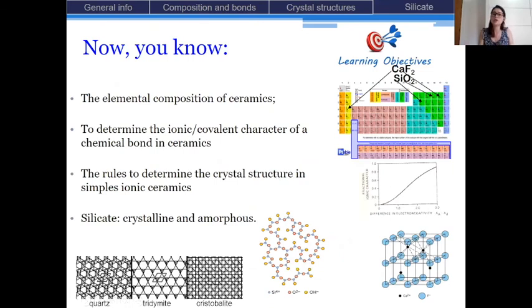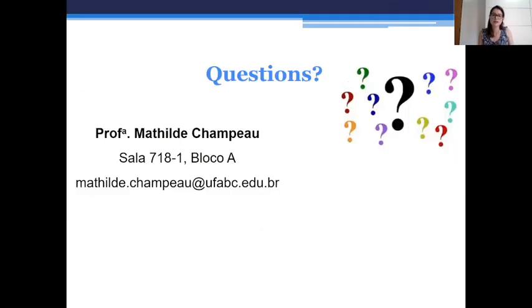So now you know the elemental composition of ceramics, you know how to determine the ionic or covalent character of a chemical bond in ceramics. We described the rules to determine the crystal structure in simple ionic ceramics. And finally, we studied a little bit of silicates, both crystalline and amorphous. I hope that you have learned a lot about ceramics and the composition of ceramics.